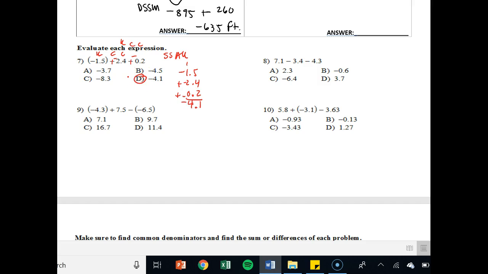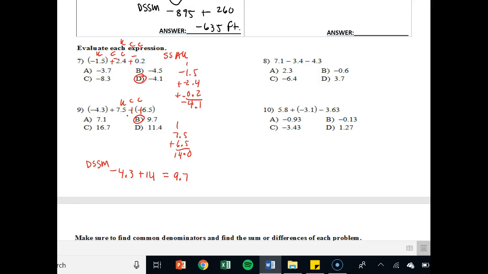In number 9, it's a little bit different because we have KCC, keep, change. We have 2 positive numbers and 1 negative number, so it's going to be helpful to add the positives first. So 7.5 plus 6.5, that gives you 14. And so really this problem becomes then -4.3 plus 14. And when you do that, that's a DSSM problem. Different signs subtract more. And so that gives us 9.7. We had more positives than we did negatives.